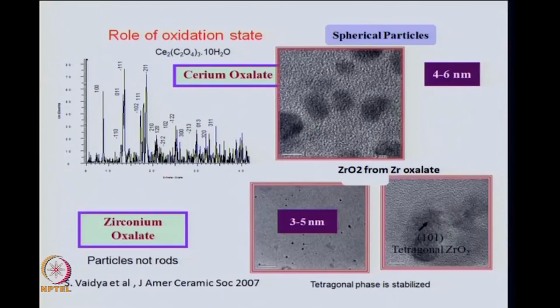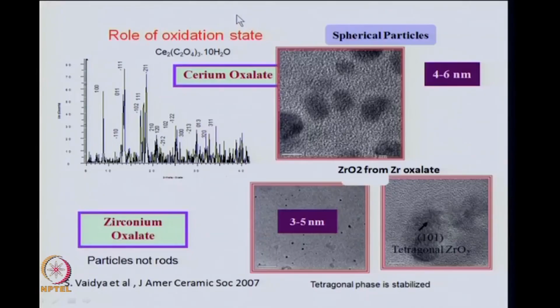Now, we also see that the role of oxidation state also plays a part, because whatever metal oxalate rods we discussed, in that we always had metal in the divalent oxidation state, like cobalt 2 plus, nickel 2 plus reacting with oxalate ion in the microemulsions gives you rods with CTAB as a surfactant, cationic surfactant.